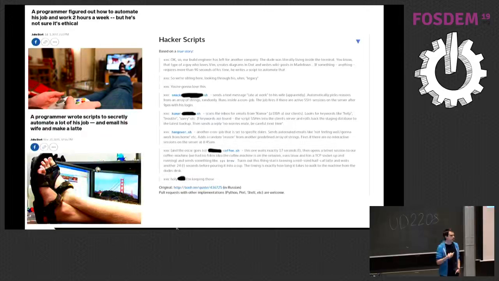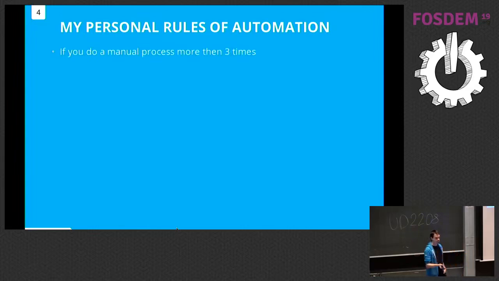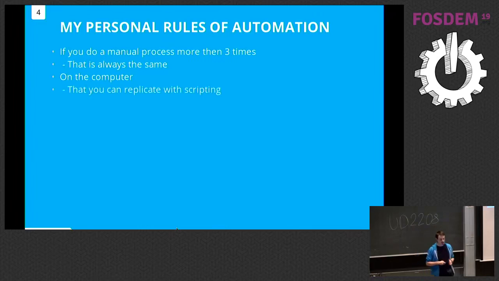Because now with web editing, it's quite important to know these kinds of things. So I started thinking, when I was doing these slides, about my personal rules for automation. If you do a normal process more than 3 times, that is always the same, always. So click there, download something, write to someone, whatever, on the computer, of course. You can do it also on mobile. This is possible and very quick, easy, and I do it also there, but on computer. But then you can replicate it with scripting. So this is the point.